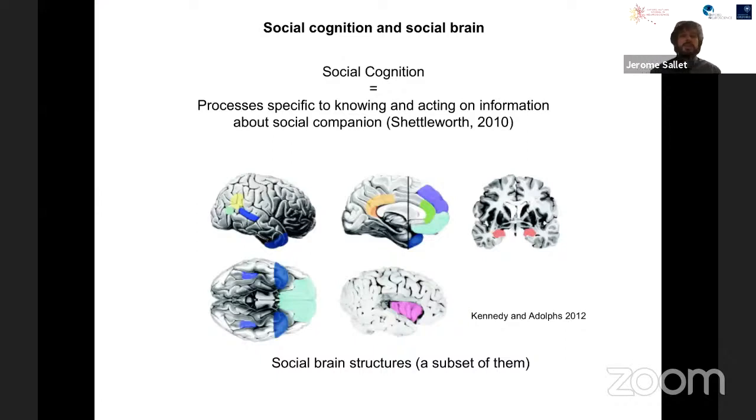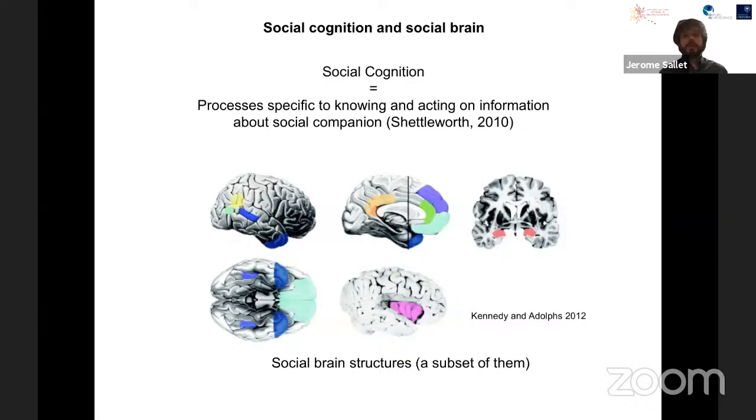So most primates are social species, and it is thought that the computational needs required to live in large and complex social groups is one of the key factors that has driven the expansion of the neocortex in primates. All the processes that are specific to knowing and acting on information about social companions are thought to rely on a set of brain regions that are often called the social brain.